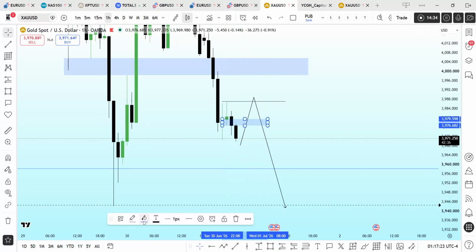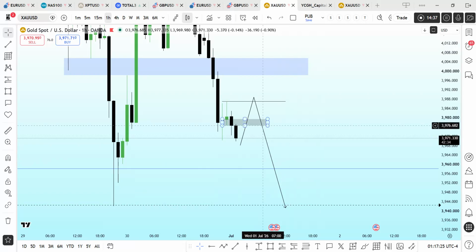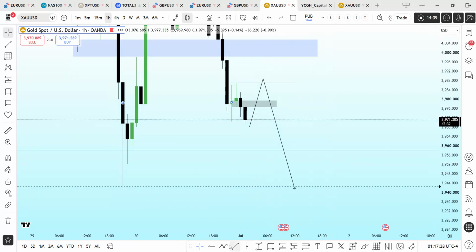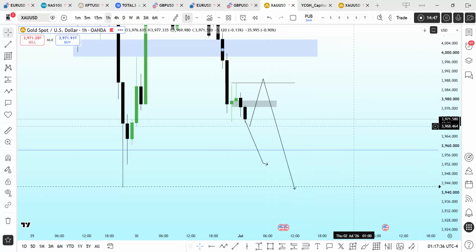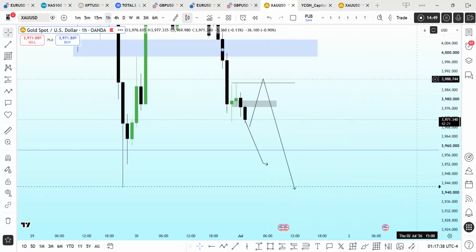This is an order block. So probably price will not go there, and it will simply end up like this, somewhere around here. Okay, so let's see how exactly it plays out.